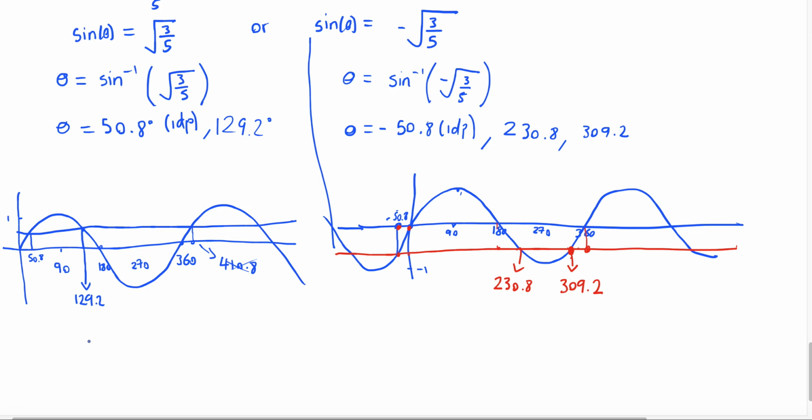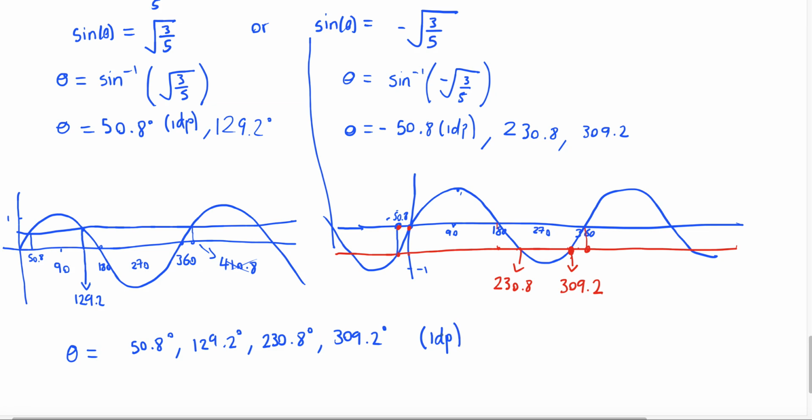So our final solution set is like this. Theta is equal to either 50.8 degrees, 129.2 degrees, 230.8 degrees, or 309.2 degrees. Okay, and that's all to one decimal place.